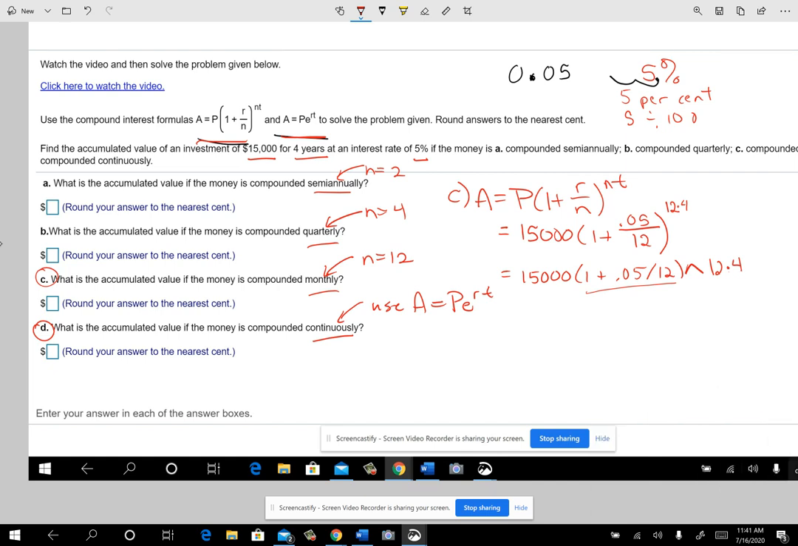So if you're going to enter it like this, you need this to be in parentheses, or better yet, just figure that out. That's 48. And instead of doing 12 times 4 right there, enter 15,000, then 1 plus 0.05 divided by 12, close the parenthesis, raised to the 48. This is the biggest problem, not putting that 12 times 4 together before you enter it on your calculator. Sorry, I was trying to reply to an email.